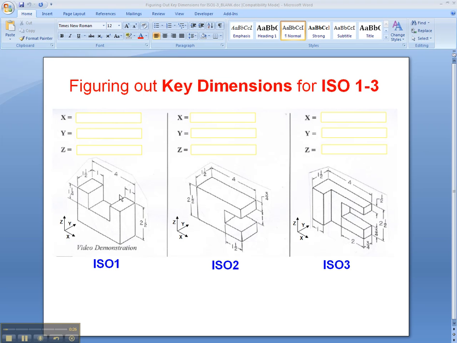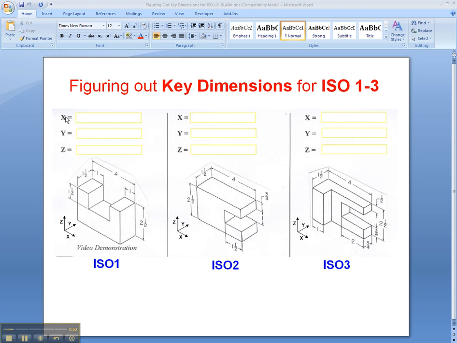These three drawings are the drawings that you'll be doing in class next time. So I'm just going to work from this first drawing, and we'll go over key dimensions specifically for the second two drawings in class next time. But I want you to pay attention to the techniques and the strategies that I'm going to explain in this video about how to figure out these key dimensions.